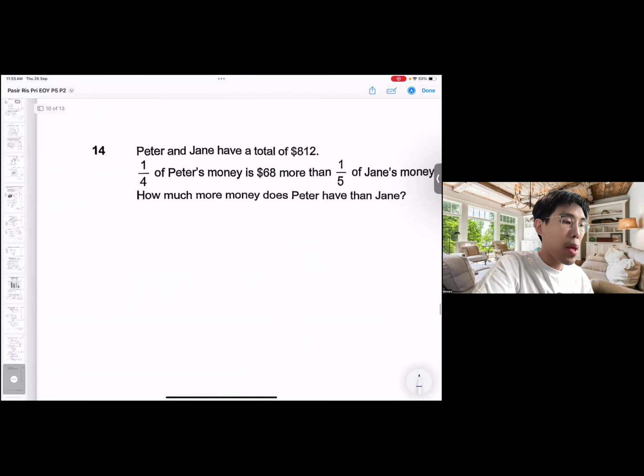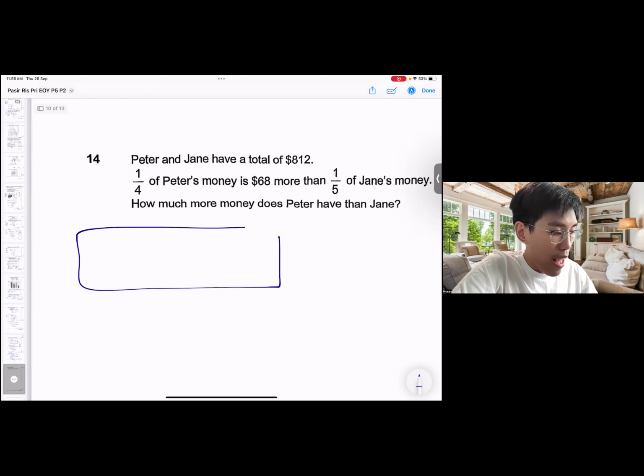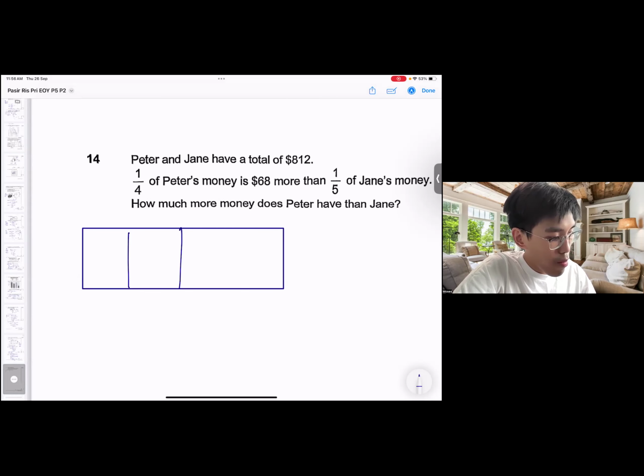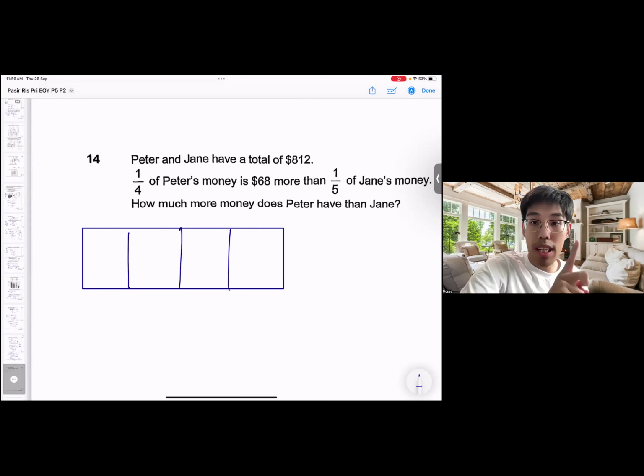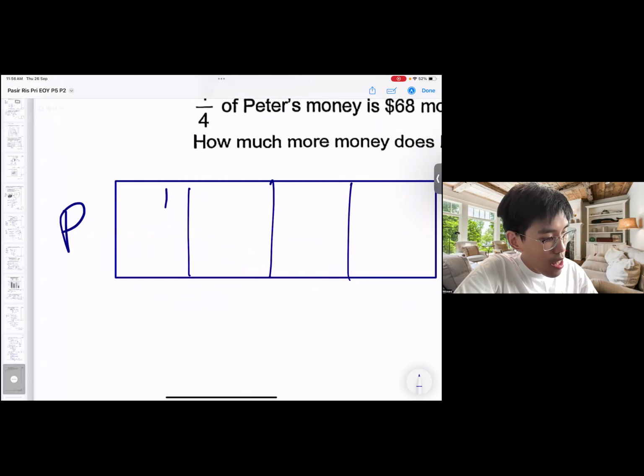Okay, so let me show you how it works. Peter and Jane have a total of 812. 1/4 of Peter's money is 68 more than 1/5 of Jane's money. We don't know how much is that. But at least we know that if I were to take Peter's money, I cut it into 4. Okay? 1/4 of the money is 68 more. I'm just going to focus on 1 unit. 1 unit. Okay, this is Peter. If I zoom into this 1 unit here, it's 68 more than 1/5. So imagine if today I have, what's the other guy's name? Jane. I'm going to draw a smaller model, and this is 68 smaller.